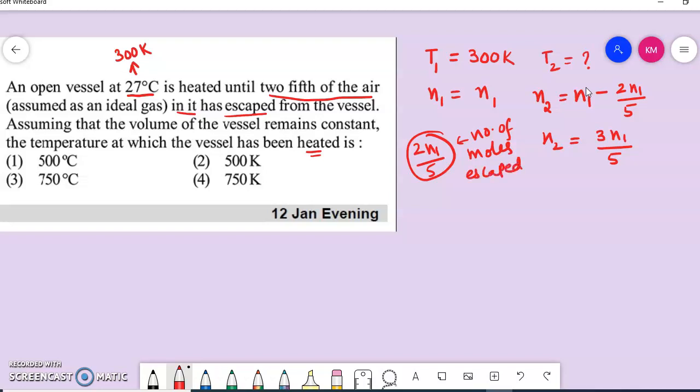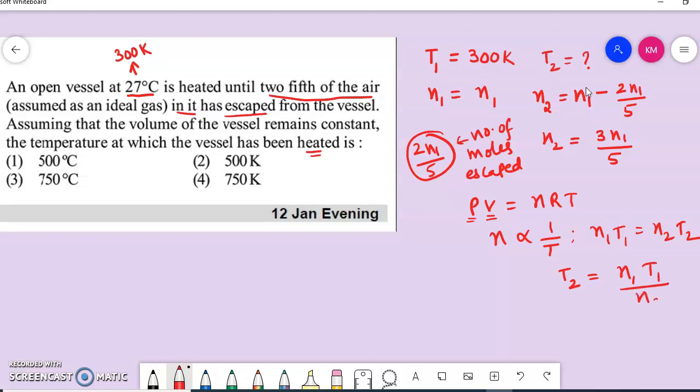But they have given that the volume of the vessel remains constant. As you know, the ideal gas equation is PV equals nRT. Volume is constant, so here pressure is also constant. Now at constant volume and pressure, n is inversely proportional to temperature. So the equation I can write as N1 T1 is equal to N2 T2. But I have to calculate T2, so I can write it as N1 T1 upon N2.